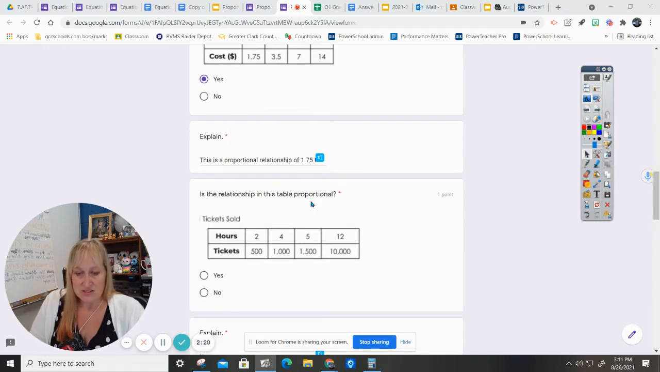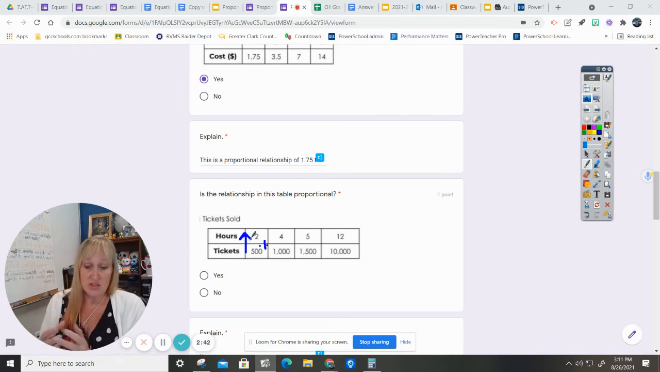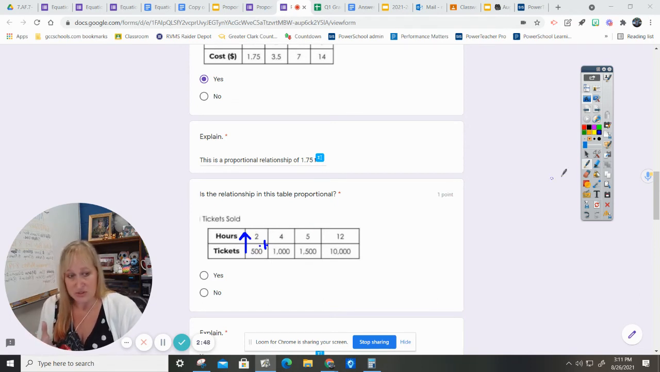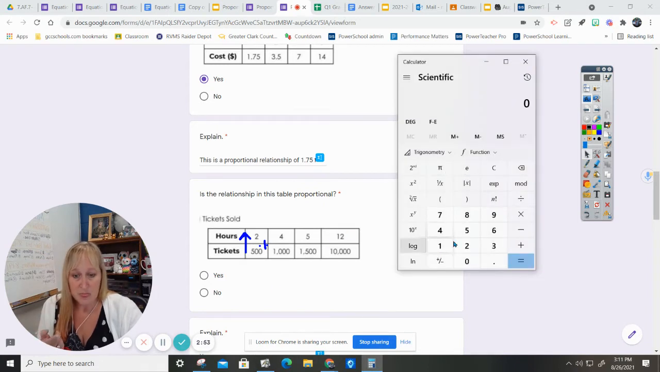This one is the same question. Is this relationship in this table proportional? So it has 2 over 500. So I am going to divide 500 divided by 2 because I'm going to travel this way this time. Since there's no 1 unit rate, do you have to do it this way? No, you don't. You could think about what times 2 gives me 500. But division for me is the simplest of the two. So I'm going to check to see using that calculator. Clear. 500 divided by 2. My answer is 250.